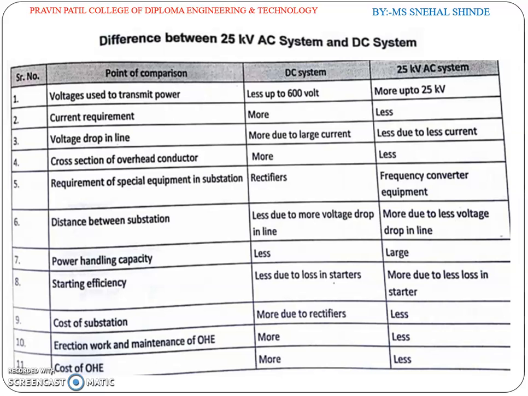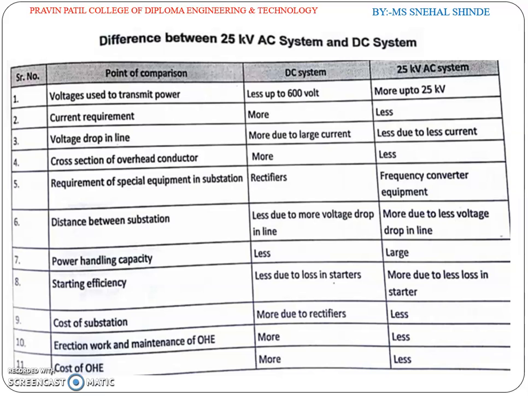Voltage drop in line in DC system is more due to large current, and in 25 kV AC system less due to less current. Then the cross section of overhead conductor is more in DC system and in AC system it is less. Requirement of special equipment in the substation: in the DC system it is the rectifier, and in the AC system it is the frequency converter equipment.